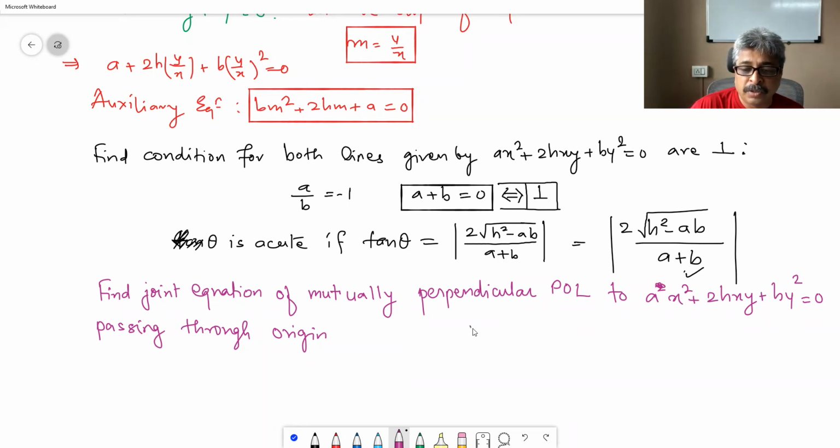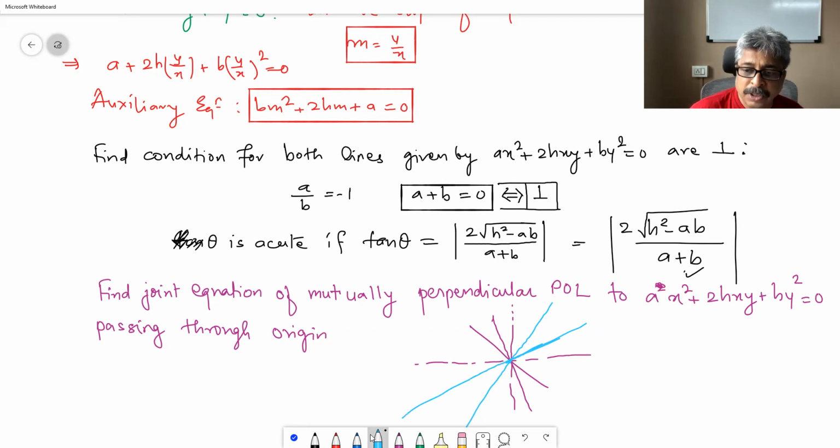You have been given two lines passing through the origin, and you are supposed to find the joint equation of the lines perpendicular to them. One is perpendicular to the first line and the other is perpendicular to the other line. Find the equation of the blue lines, given the original L1 and L2 joint equation.